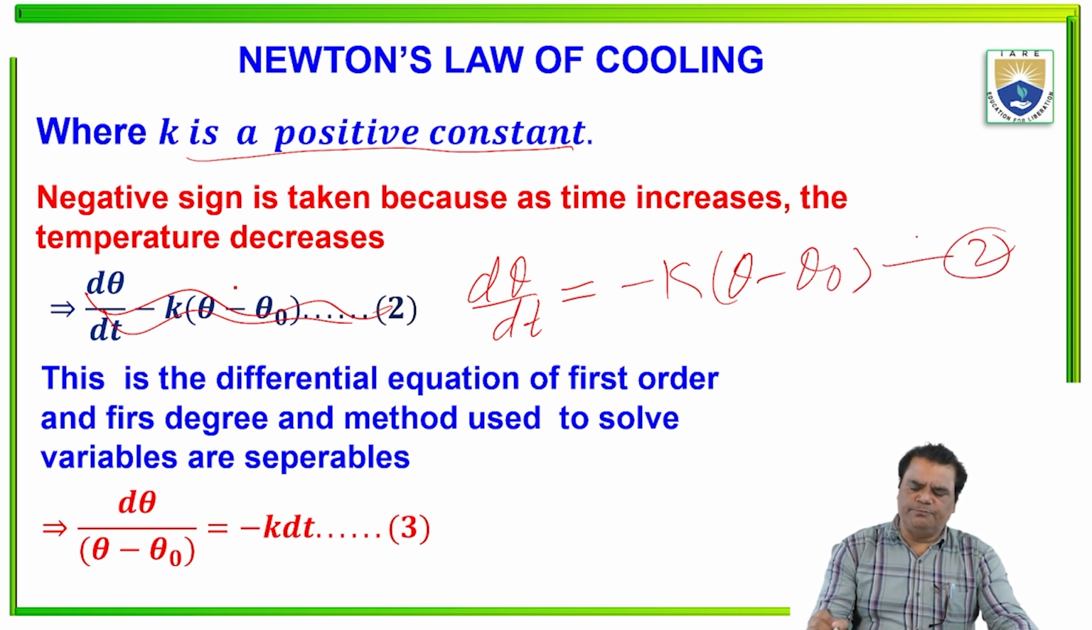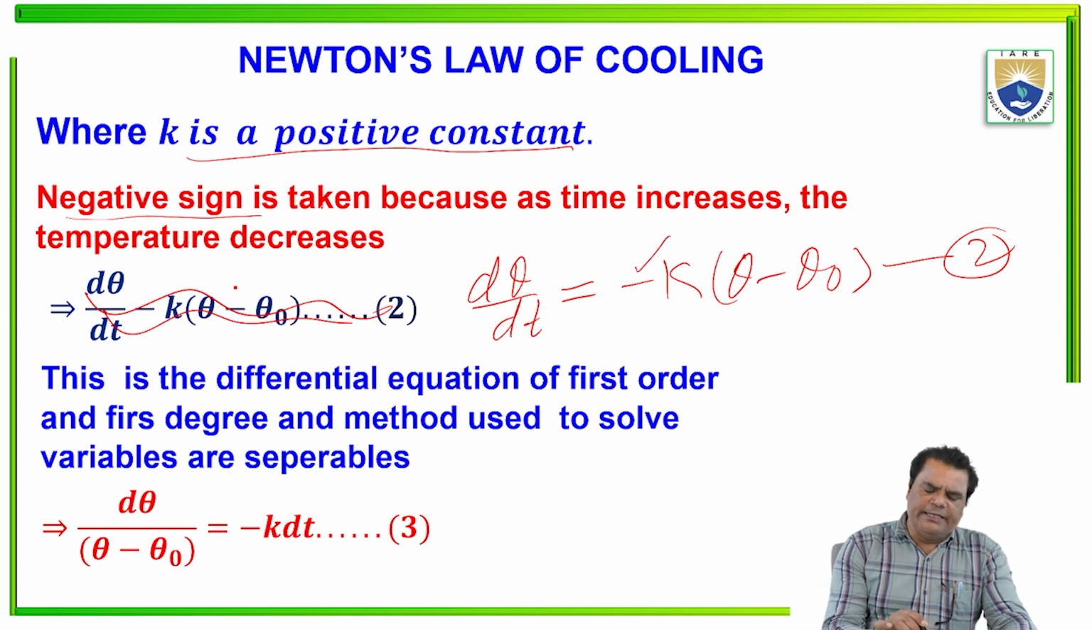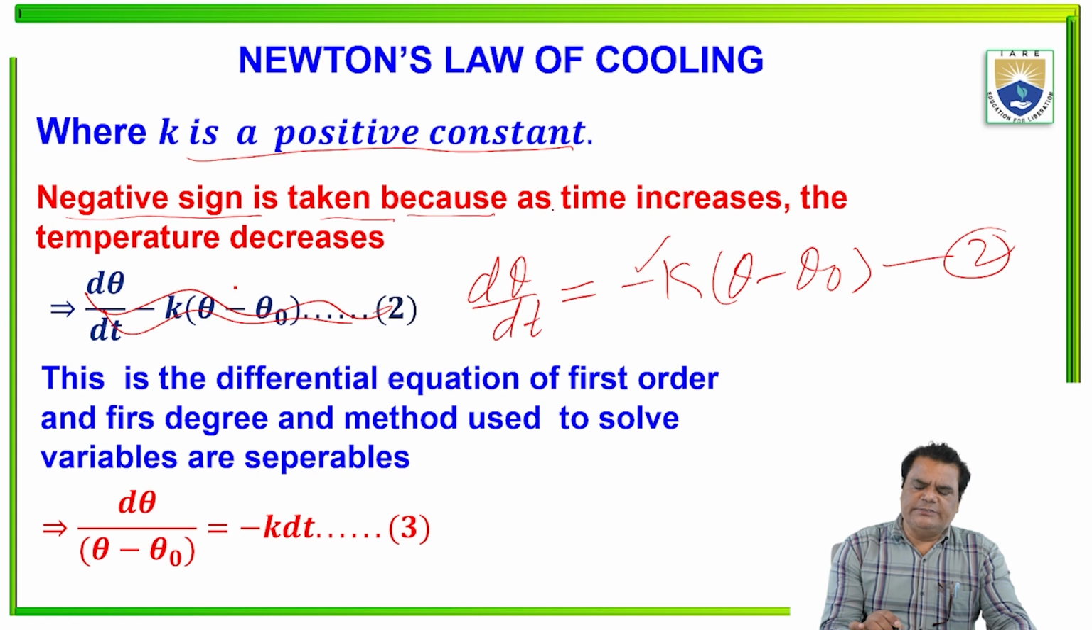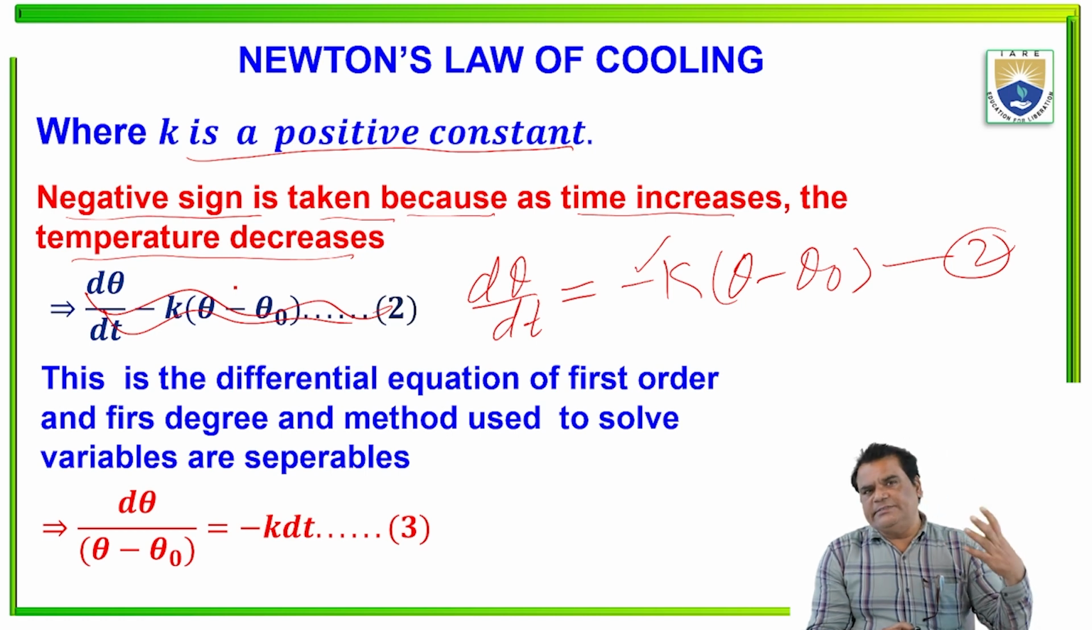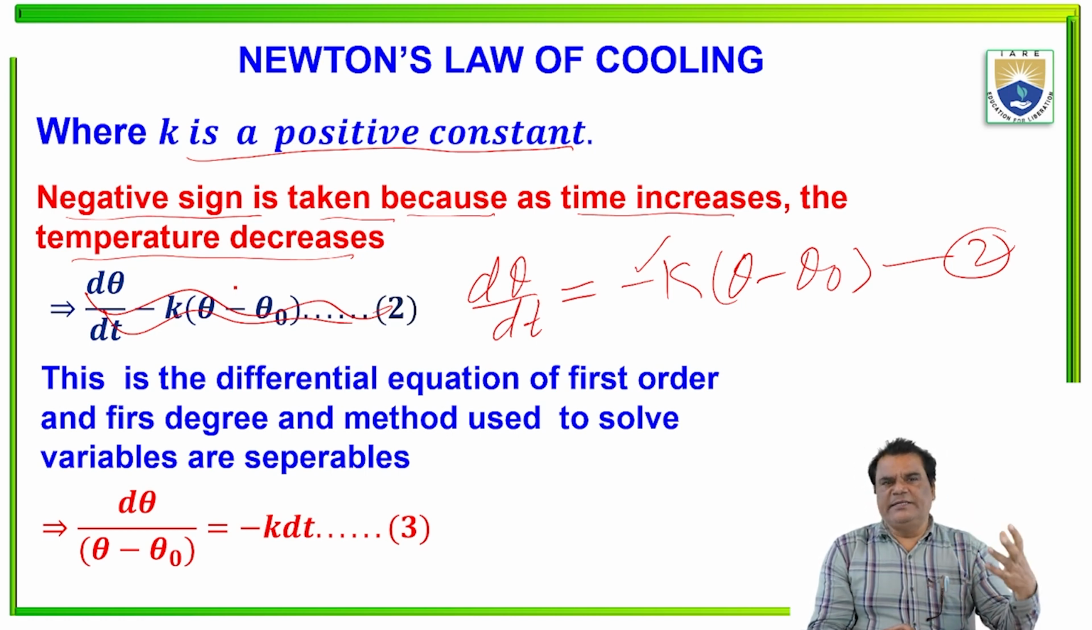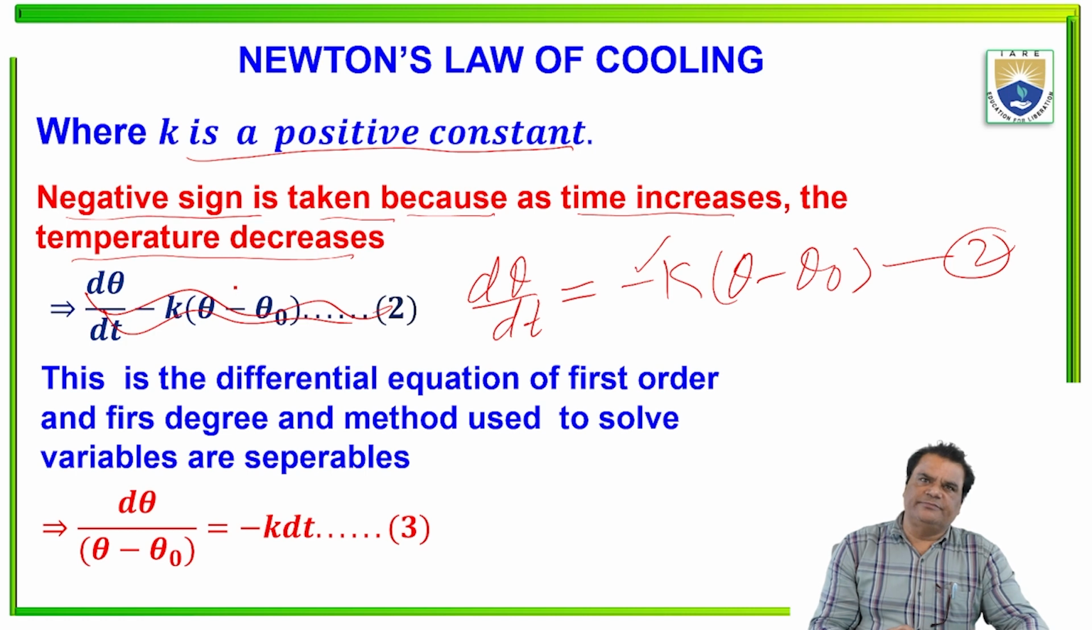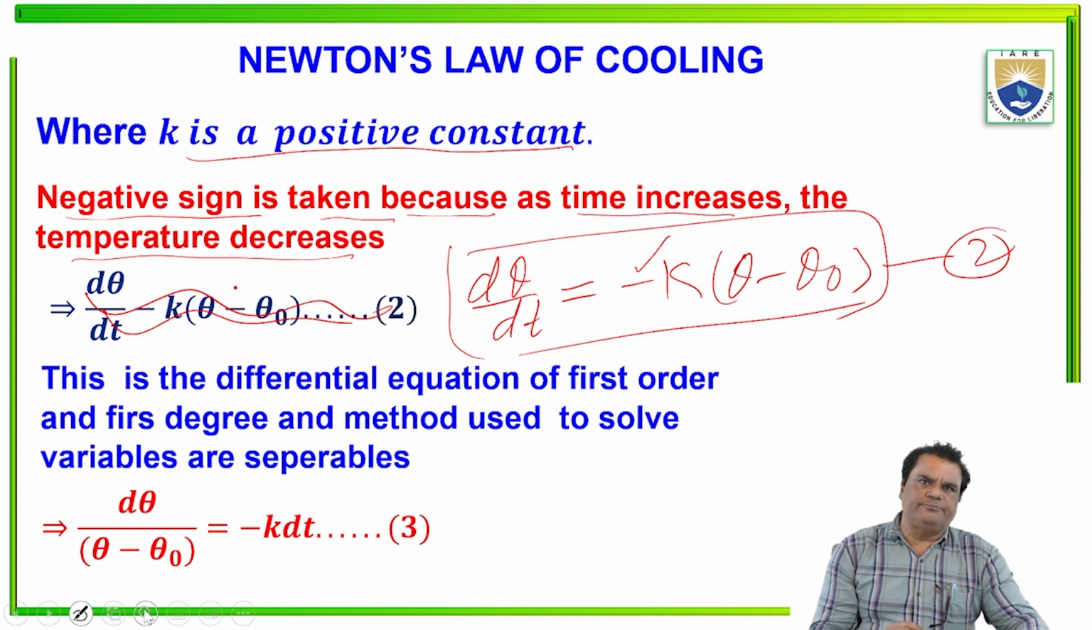In equation 2, we have taken the minus sign. The negative sign is taken because as time increases, the temperature of the body decreases. So we get the negative sign here: d theta over dt equals minus k (theta minus theta naught).